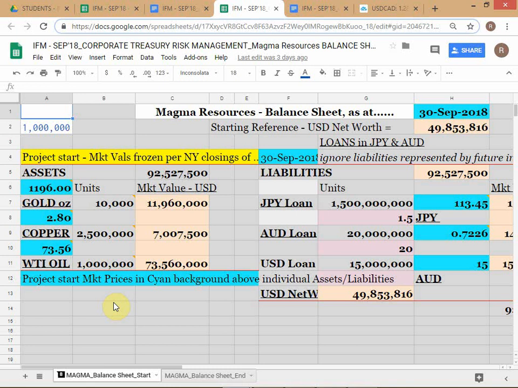The gold price means $11.96 per troy ounce of gold. Then the last one, you're already familiar with this quotation, which is $73.56 per barrel of West Texas. These are the prices. In the next column, you can see the amount of inventory that they have: 10,000 troy ounces, 2.5 million pounds, and 1 million barrels of oil. So what is 2.80? 2.80 is the price of copper, which means $2.80 per pound of copper.